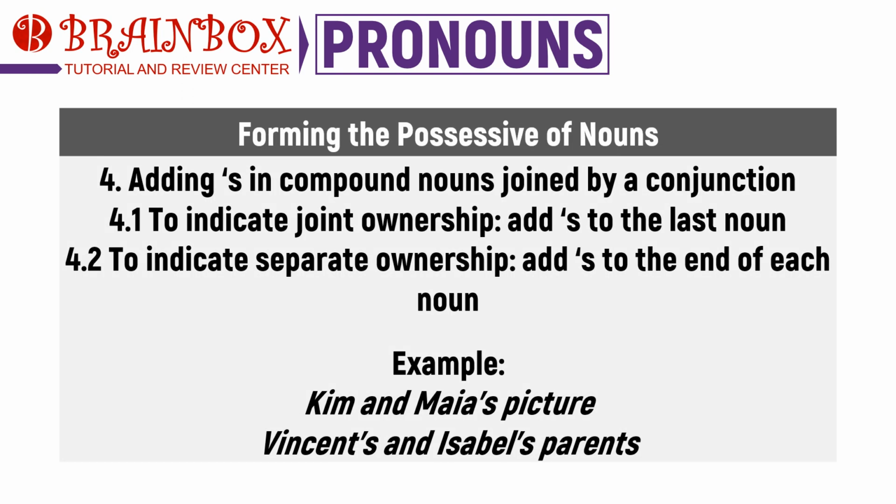Another way of indicating possession in compound nouns depends on whether it indicates joint or separate ownership. In joint ownership, the apostrophe s shall be added to the last noun used. On the other hand, separate ownership shall place the apostrophe s at each noun present. It is worth noting that when there is separate ownership and an apostrophe s is used, the modified noun must be in plural form.